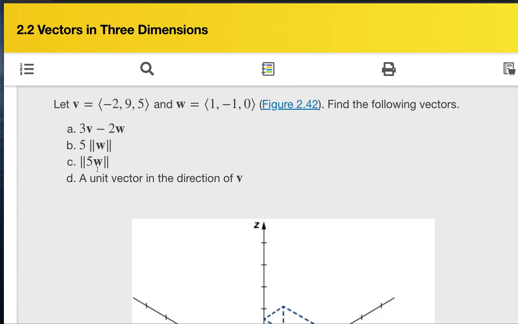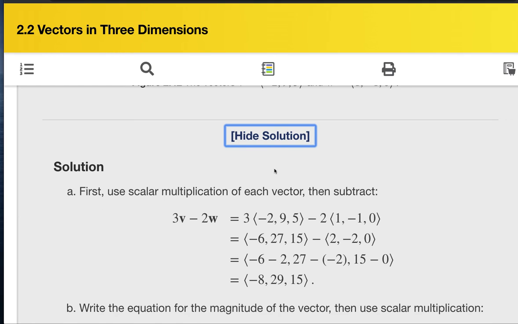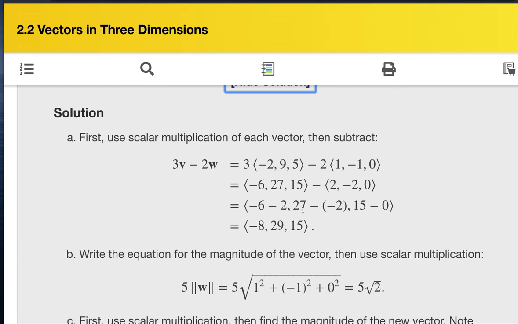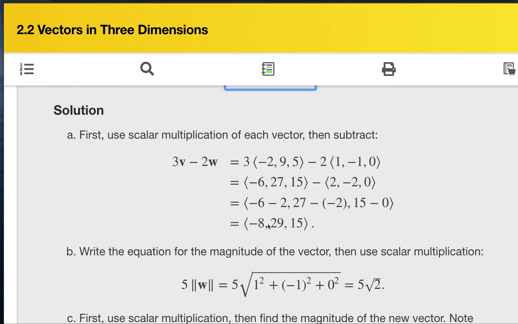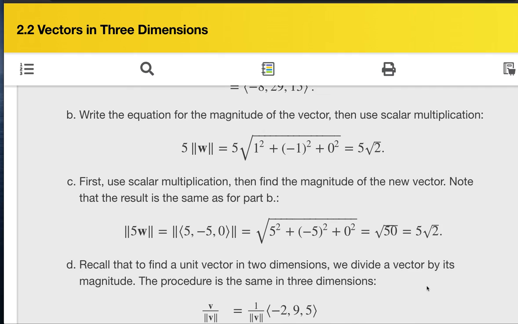So in this case, you can tell this is 3v minus 2w. This is how we get it. And in part B, you see the textbook follows the rules strictly. It is 5 times square root of 2. But anyway, if you multiply this 5 to the vector, then you find out the magnitude, it turns out to be the same because they are just the same.